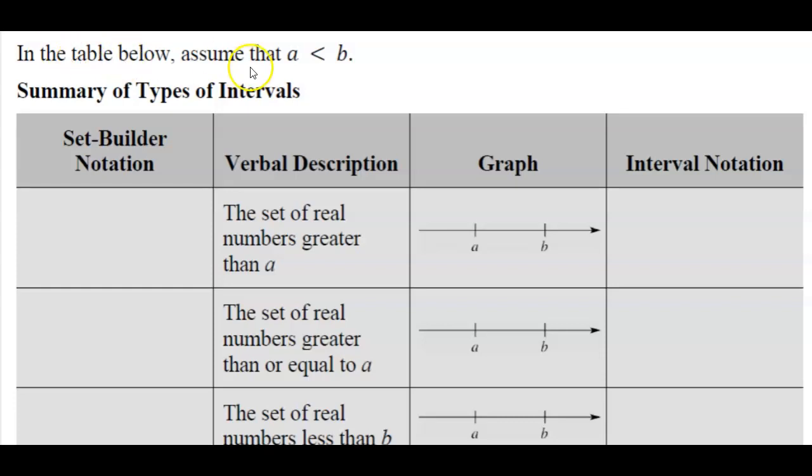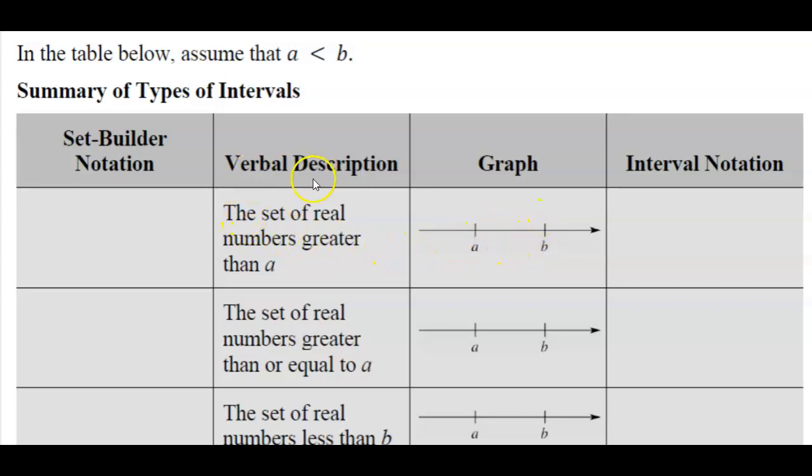In the table below, we're going to assume that A is less than B. And so we want to be able to then identify the summary of types of intervals. We want to determine how do we write this in set builder notation and how do we write it in interval notation. And in the center, they're giving us the verbal description, and we want to also be able to note this as a graph.